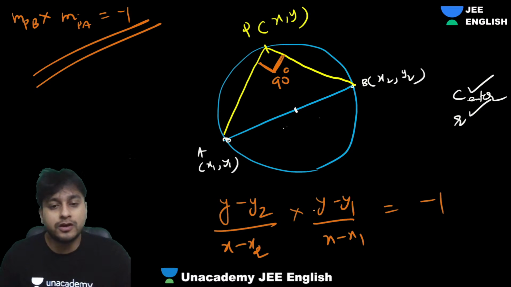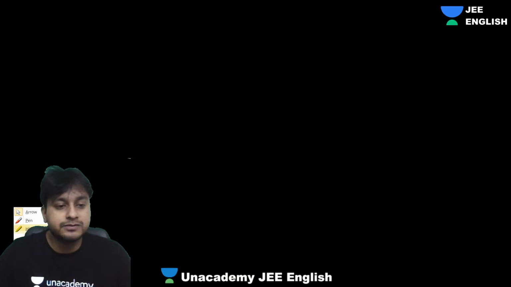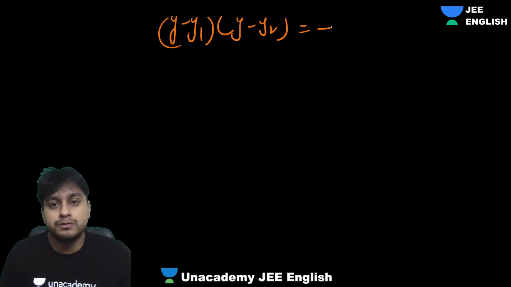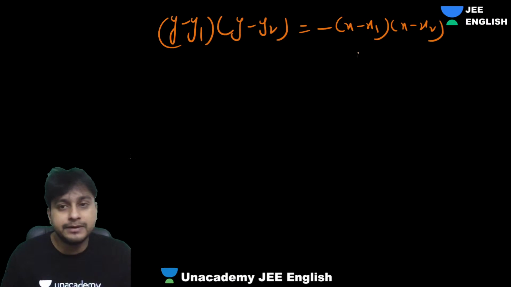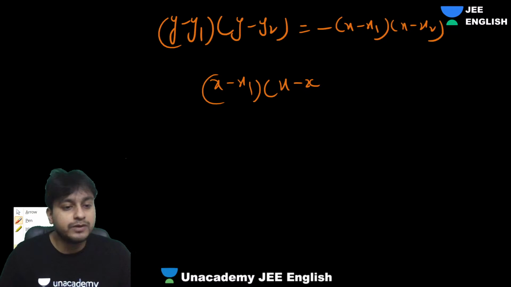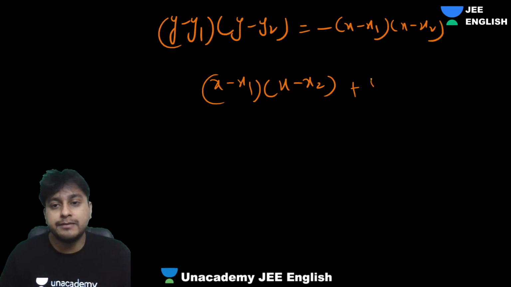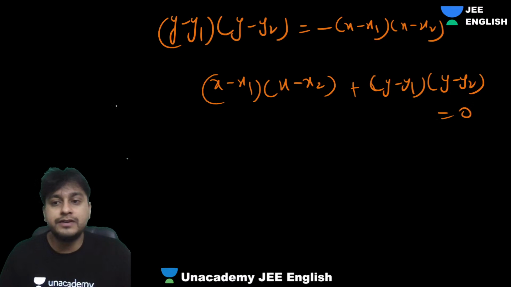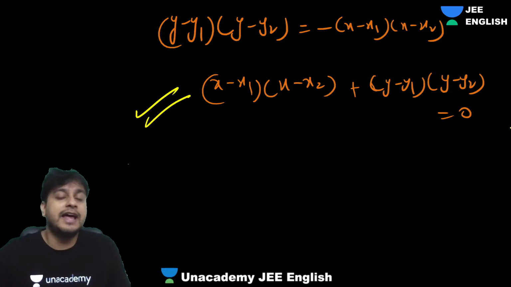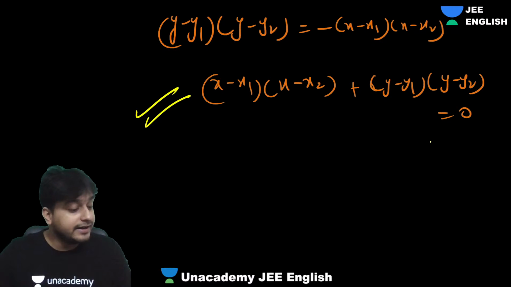So what will happen, guys, when you cross multiply? Can I say that we will get y minus y1 into y minus y2 equals minus of x minus x1 into x minus x2, isn't it, everyone? So this will come to this side. We will get x minus x1 into x minus x2 plus y minus y1 into y minus y2 equals 0. Understood, everyone? So this is the equation of the circle in diametric form.